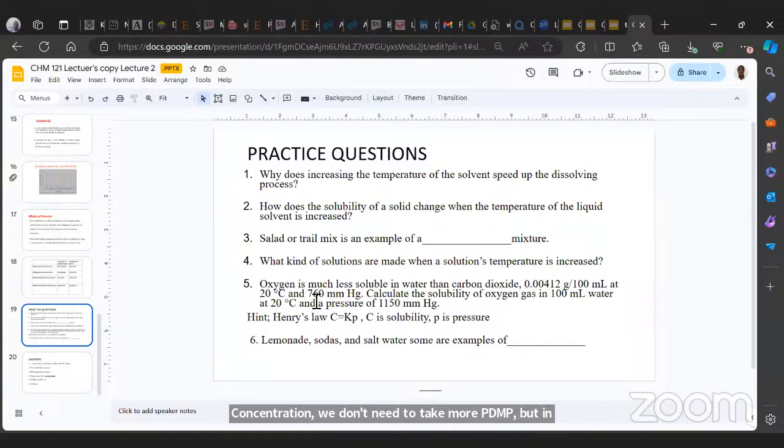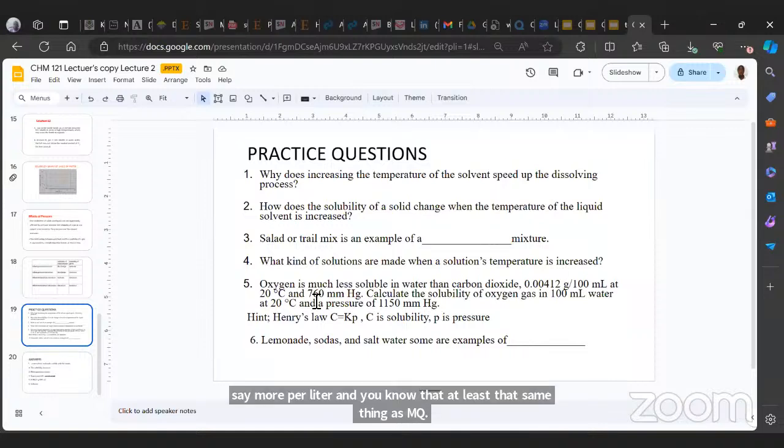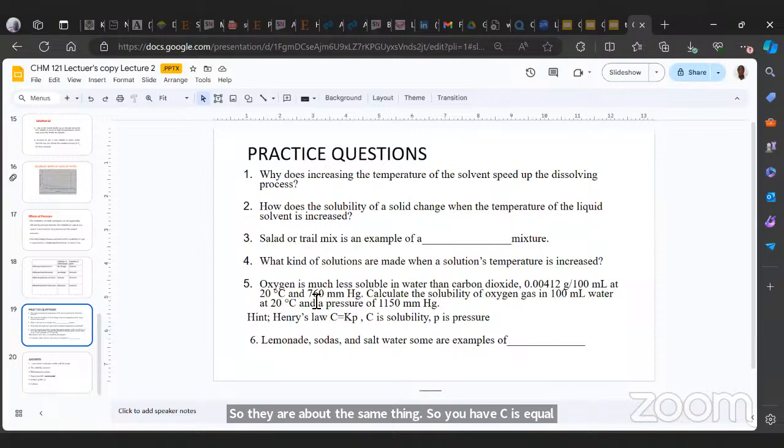So we'll first get K and use the K to calculate the solubility of oxygen. Since the temperature is the same, we can use the same K. We wouldn't have been able to use the same K if the temperature was different. So we have that C is equal to Kp, and our C is 0.00412. We don't know the K, and we know that the pressure is 760 mm Hg. So can we not find K?